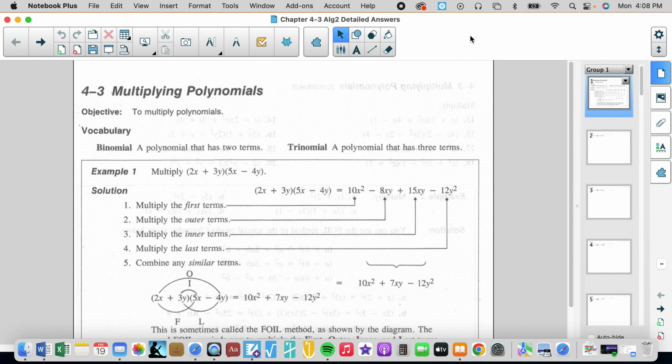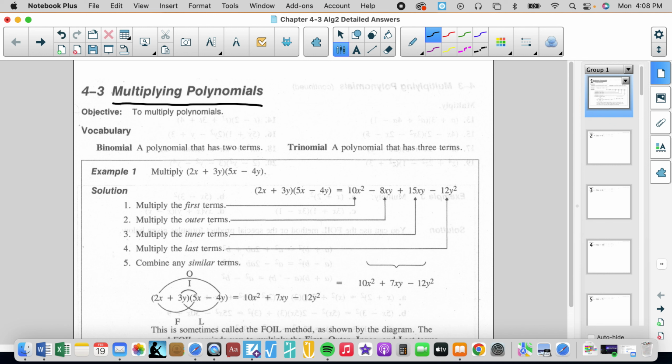4.3, Algebra 2 from the Structures and Methods Dolciani edition. She's a pretty good math book writer. In this section, 4.3, we're going to learn how to multiply polynomials.